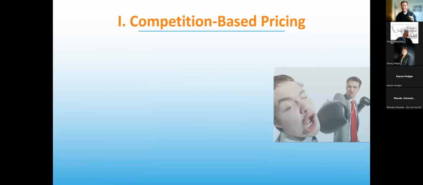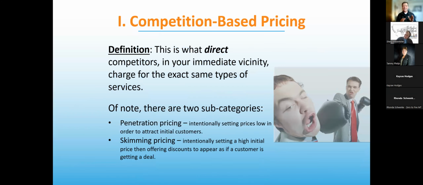Now let's provide some definitions here. What is cost-based pricing? I'm sorry, competition-based pricing. The definition of competition-based pricing is charging what direct competitors in your immediate vicinity are charging for the exact same types of services. There's a couple of nuanced subcategories here: penetration and skimming pricing. One is intentionally setting prices low to attract customers. The other is intentionally setting prices high and then offering discounts.